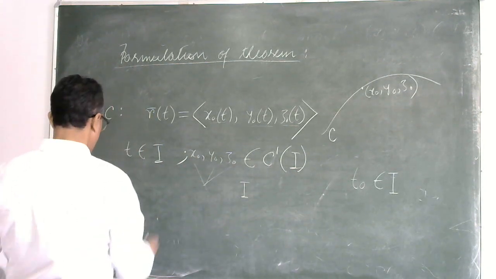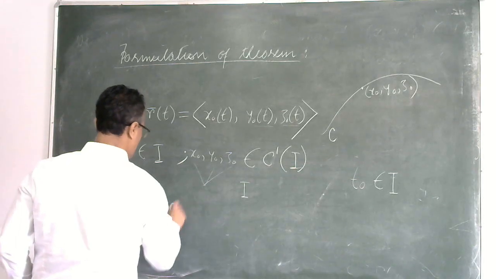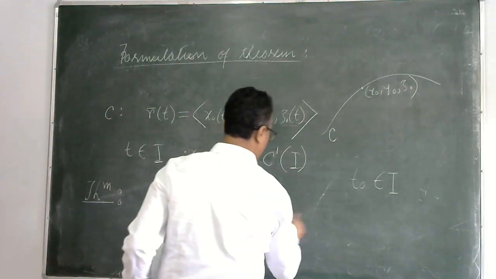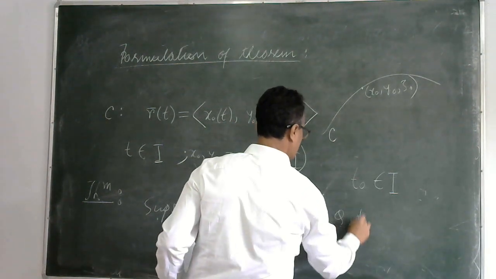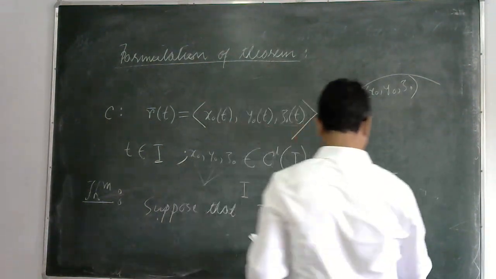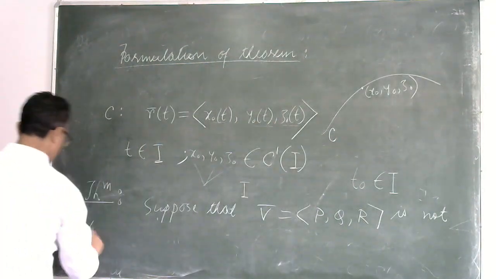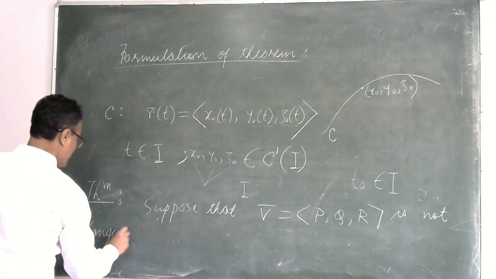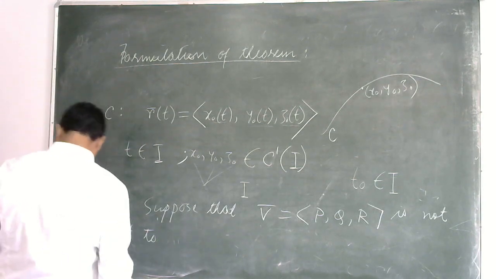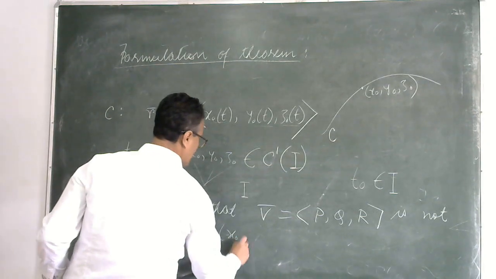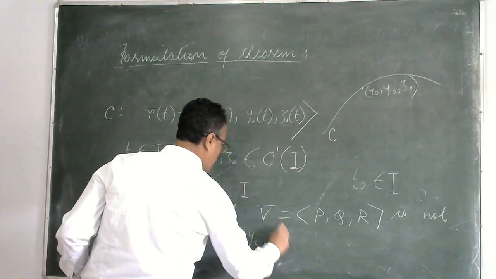1. So suppose that this vector V given by PQR is not tangent to C, say at x0, y0, z0.